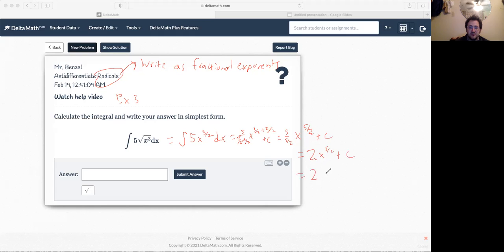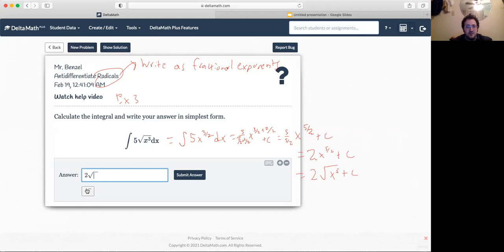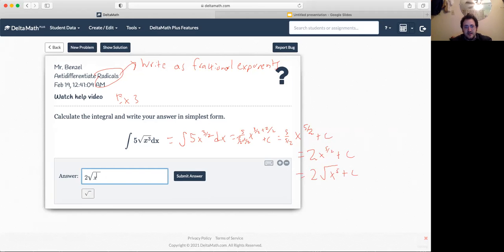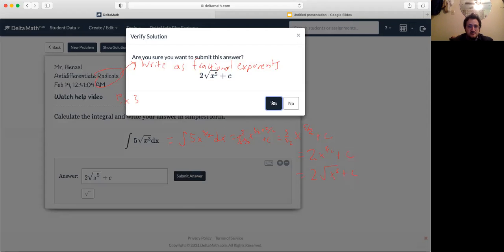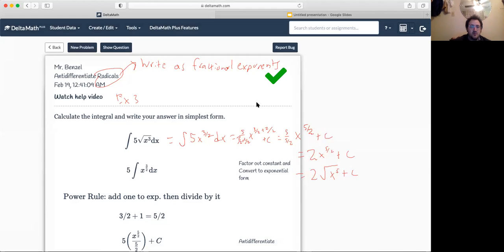And I think they do like it in radical form. So we can just write this in radical form, and then we'll be good. So this will be 2, and then the square root of x to the 5th, plus c. And we'll just take that radical out. And then we're good.